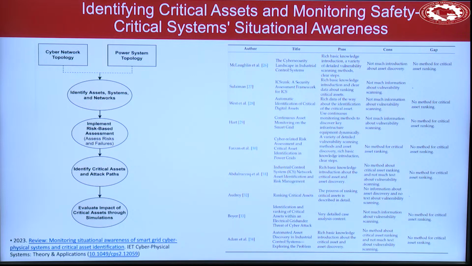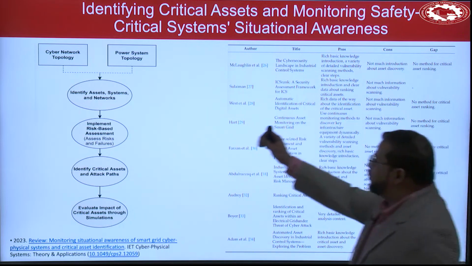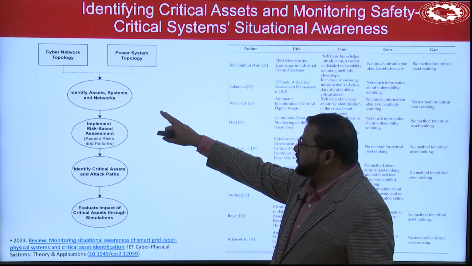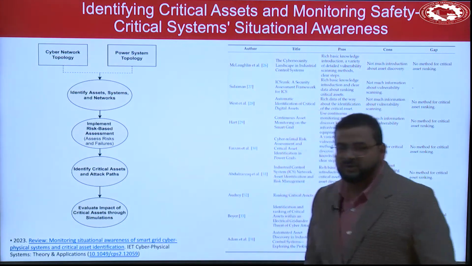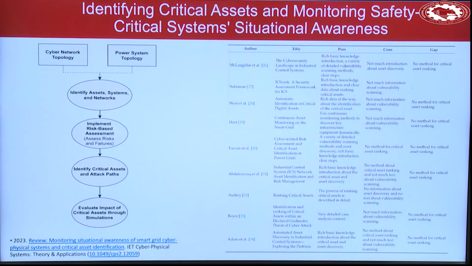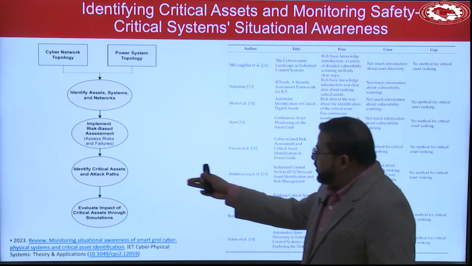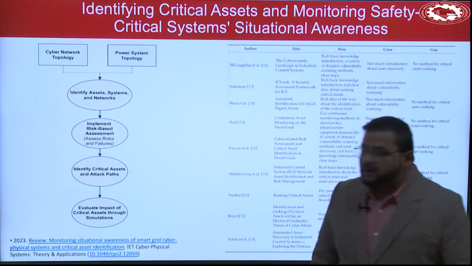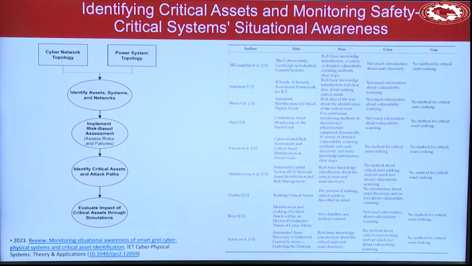Okay, so once you understand topology, we look into how we identify assets and the system network. We perform a risk-based assessment to understand what kind of potential cyber risk these assets might have, identifying critical assets and critical paths.